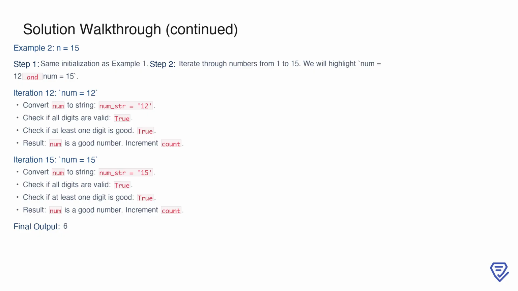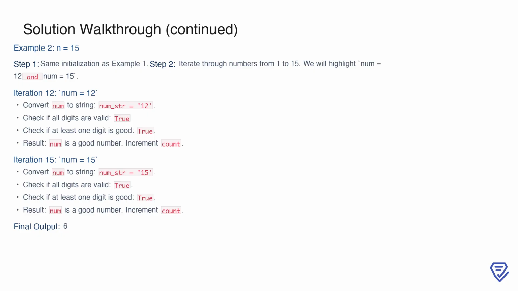Checking if all digits are valid, both 1 and 2 are in invalid_digits, so this condition is true. Then, checking if at least one digit is good, we see that 2 is in good_digits, which makes this condition true as well. Therefore, number is a good number, and we increment the count.